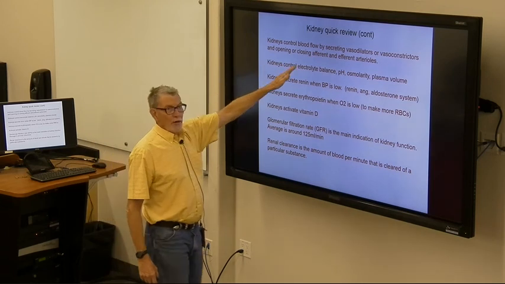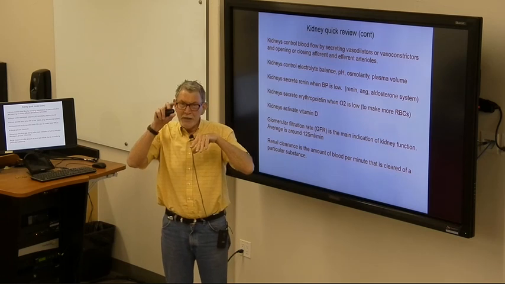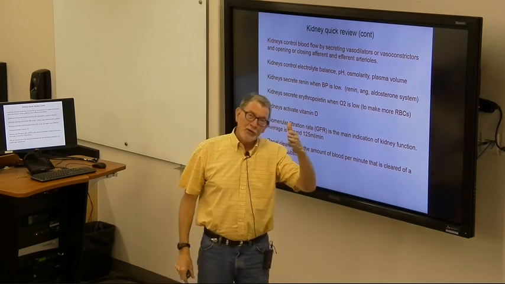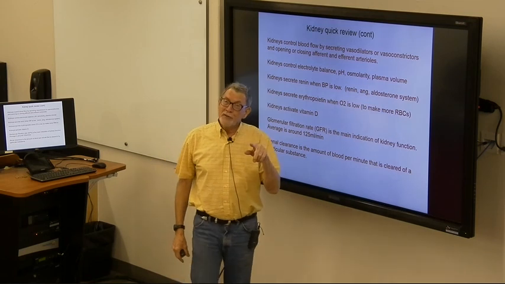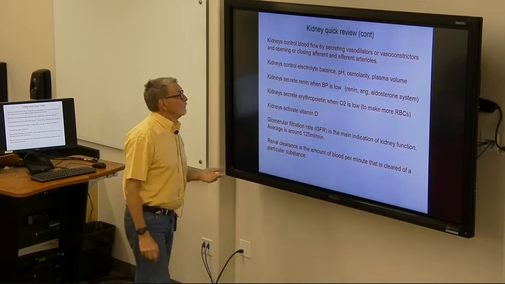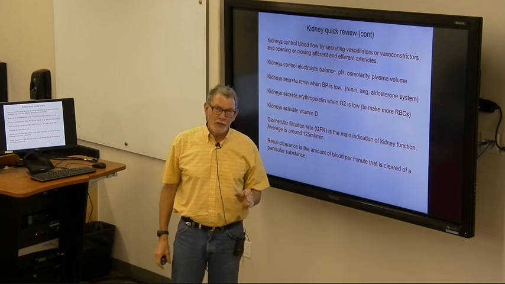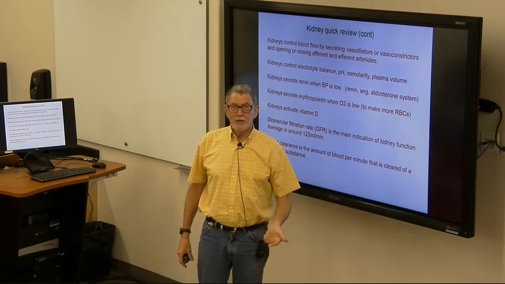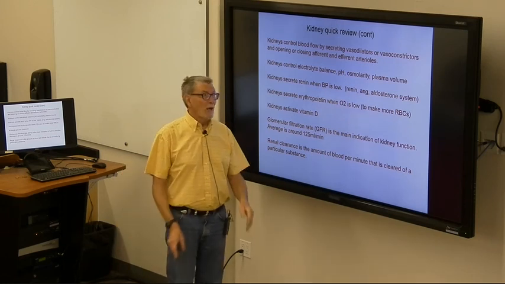Kidneys control their own blood flow. They secrete vasoconstrictors and vasodilators at the incoming and outgoing arterioles to make sure that the right amount of fluid goes through the kidney. And if that is thrown off, then you make too much urine or you make too little urine. They will control electrolyte balance and acid-base balance by either retaining or peeing out sodium, potassium, also hydrogen ions, bicarbonate to control acid-base.